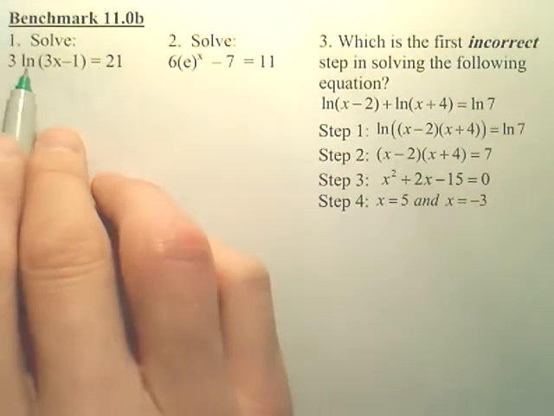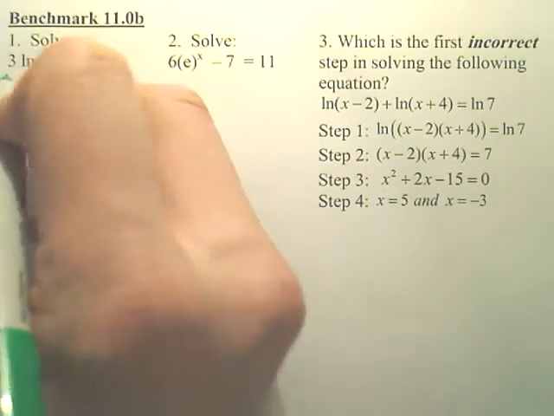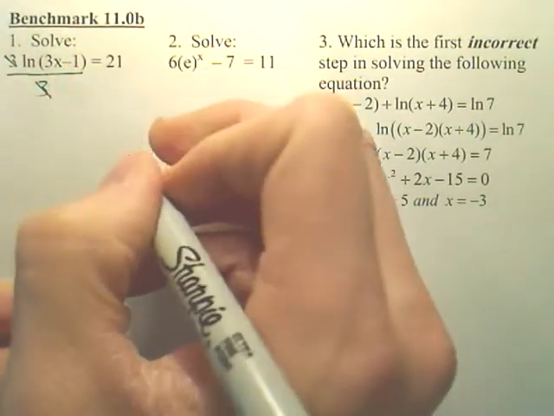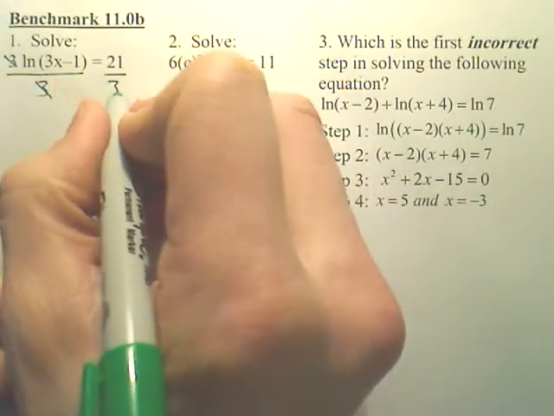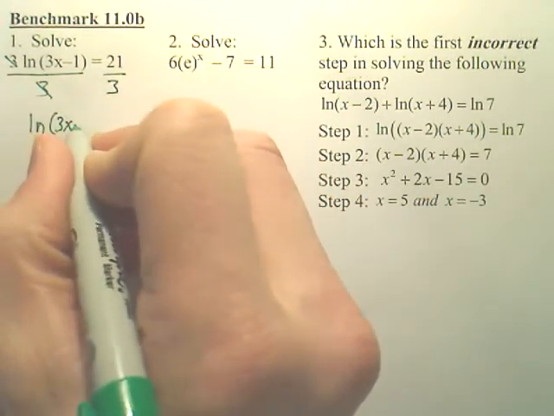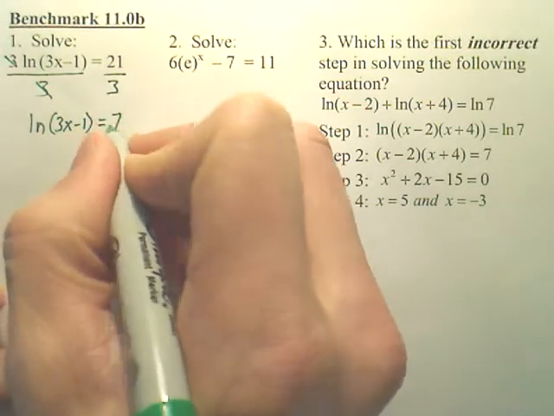To solve this one, we got to get the ln by itself. So the first step is to divide the 3 off because it's multiplied by it. So divide both sides by 3. So I have ln 3x minus 1 equals 7.